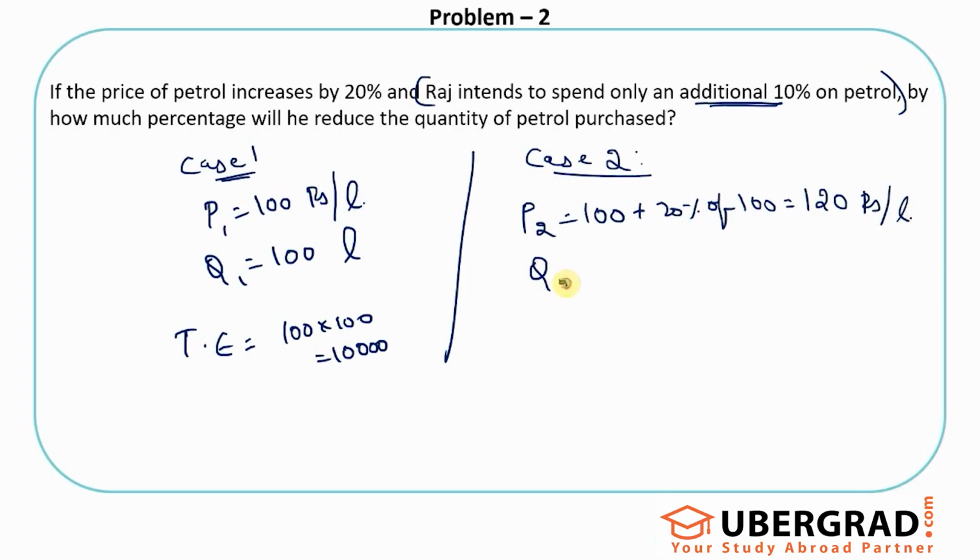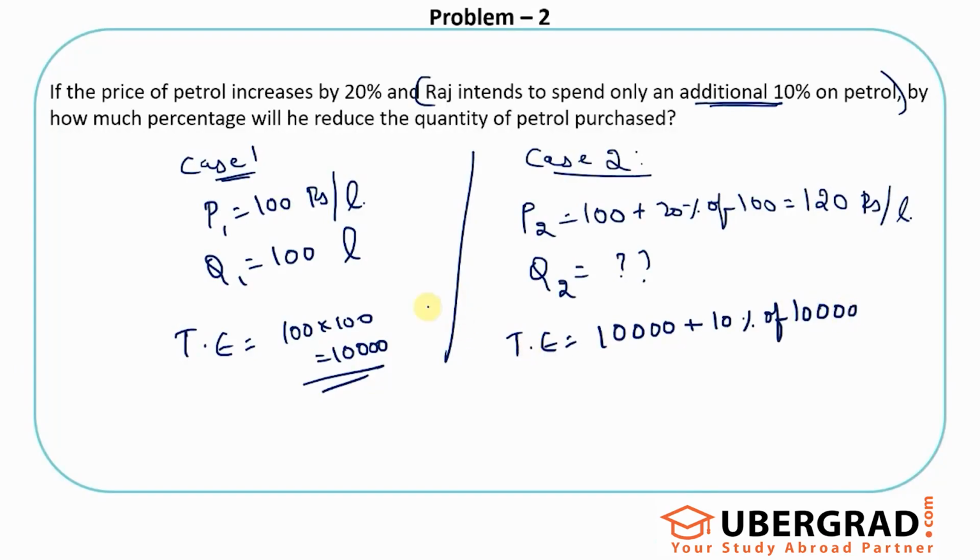I don't know how much consumption is happening now. That's what I need to find, so that I can find by how much percentage he reduced the quantity. What's happening to the total expenditure also? It's not the same. In the earlier example it was the same because it said it had to be maintained. But here it says Raj intends to spend only an additional 10% on petrol. He is okay to spend an additional 10% on whatever he was spending earlier. He was spending 10,000 earlier on petrol. Now he is okay to spend another 10% on it.